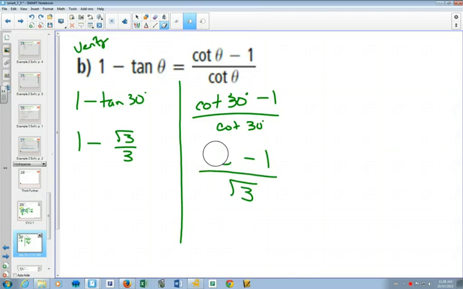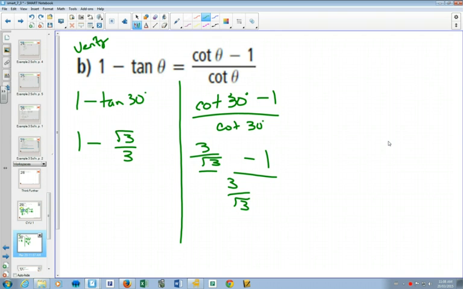But how many people did 3 over root 3? Did most people do that? I'll show you how to do it, because there's a little bit more math involved if you wrote 3 over root 3. Okay? Now we need these to look the same. Again, one of the biggest strategies that we're going to have in this unit is if we can get everything to a single fraction on both sides, most likely they're going to be the same.